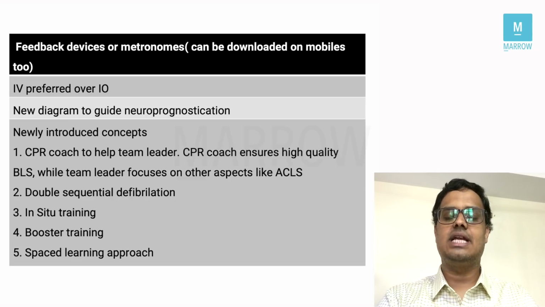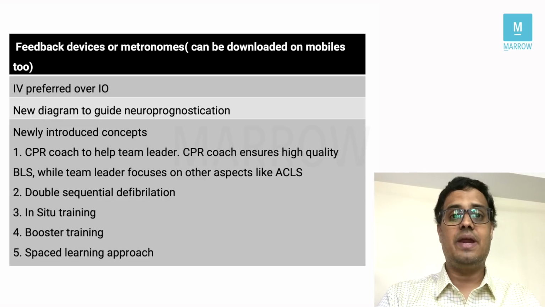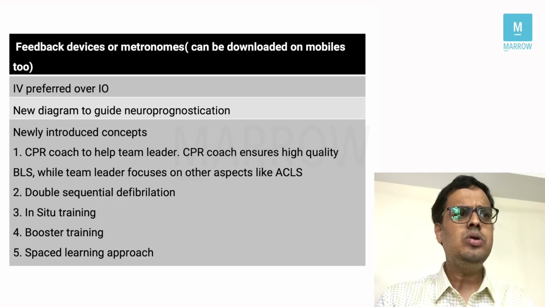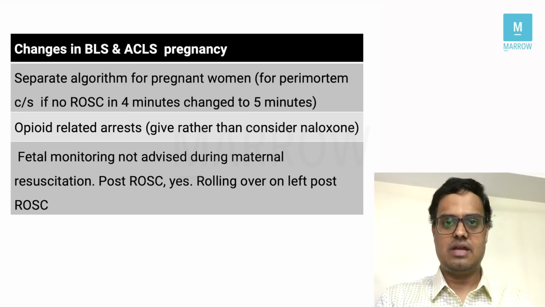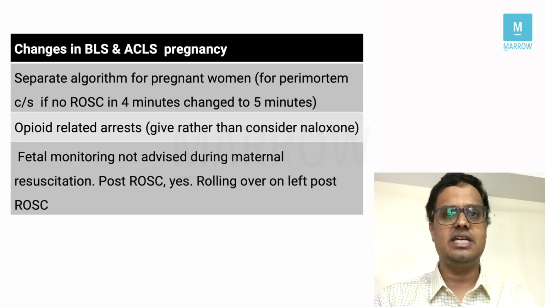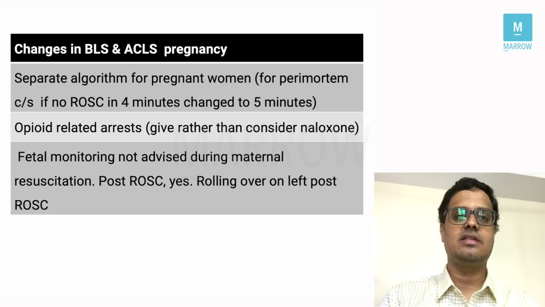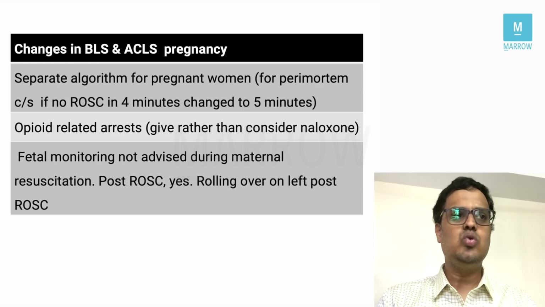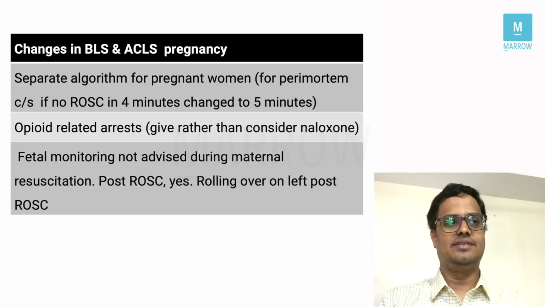So what are the changes that have been done in BLS and ACLS in pregnancy? So quickly I will tell you that a separate algorithm for pregnant patients, those who have cardiac arrest during pregnancy. They said that for perimortem cesarean section, if there is no ROSC, that means return of spontaneous circulation, you have to do the cesarean section within 4 minutes. Previously they used to say within 5 minutes, now they moved to 4 minutes.